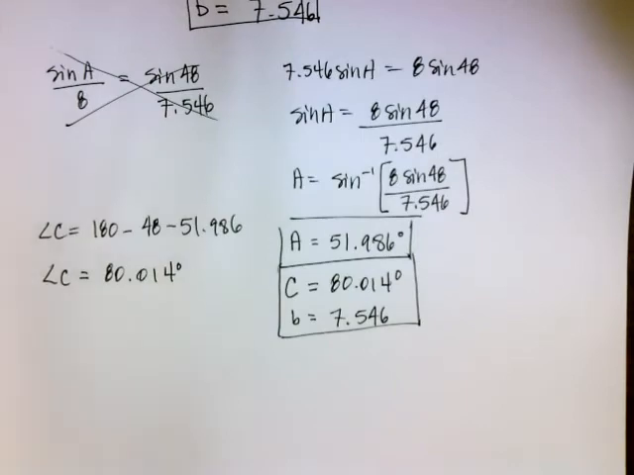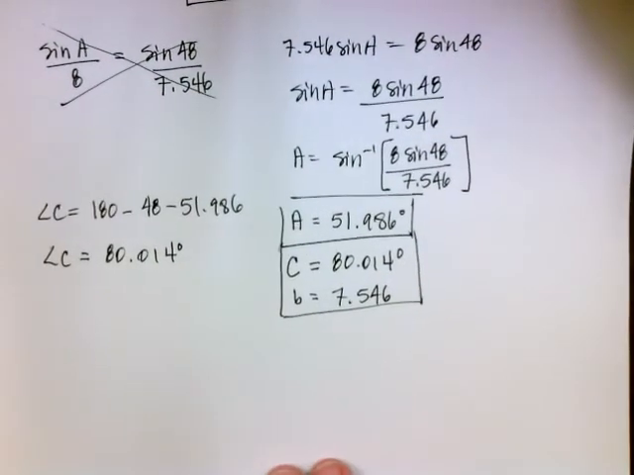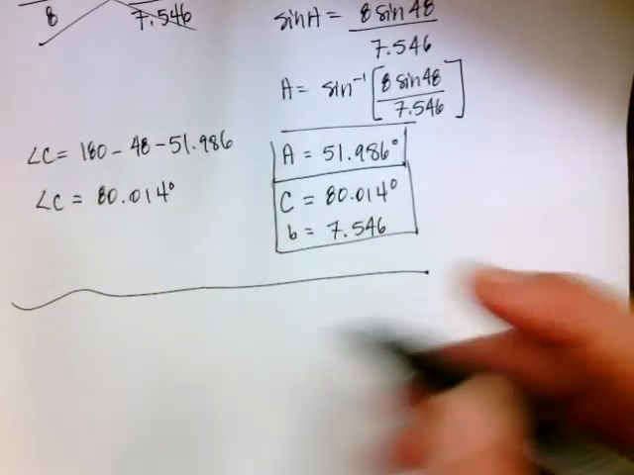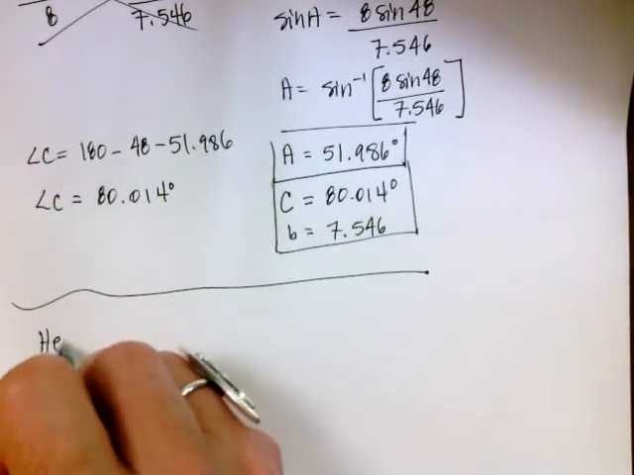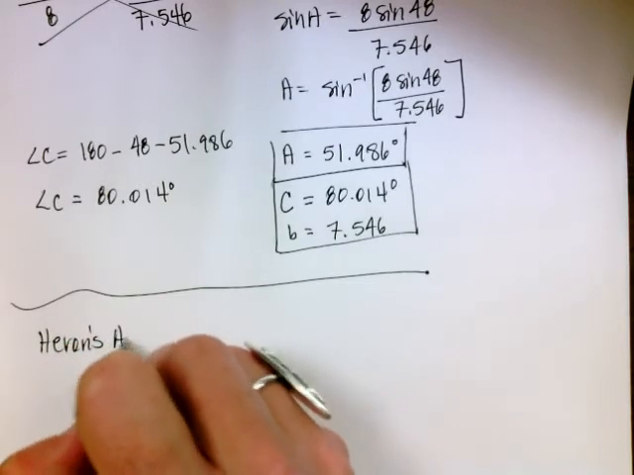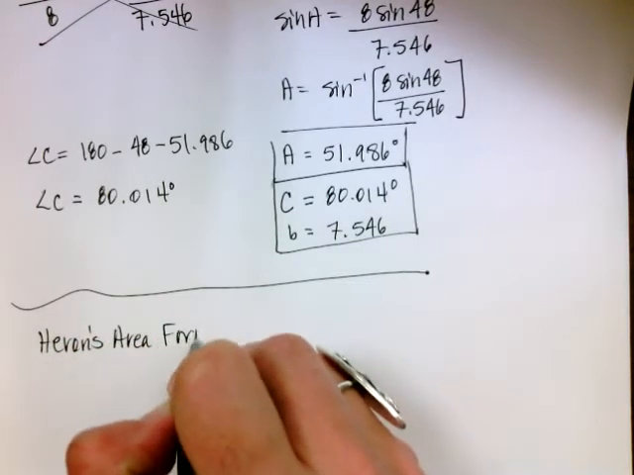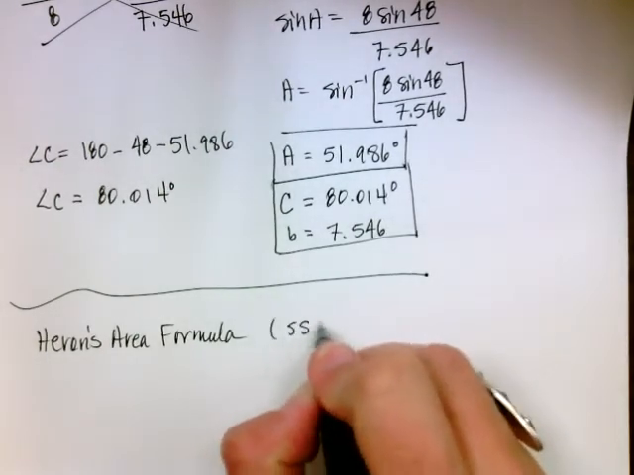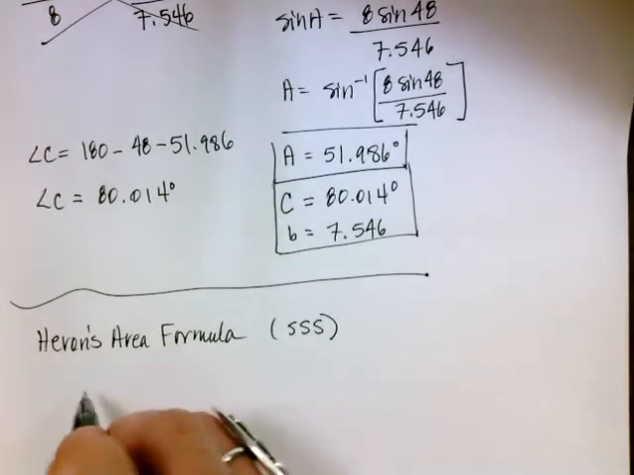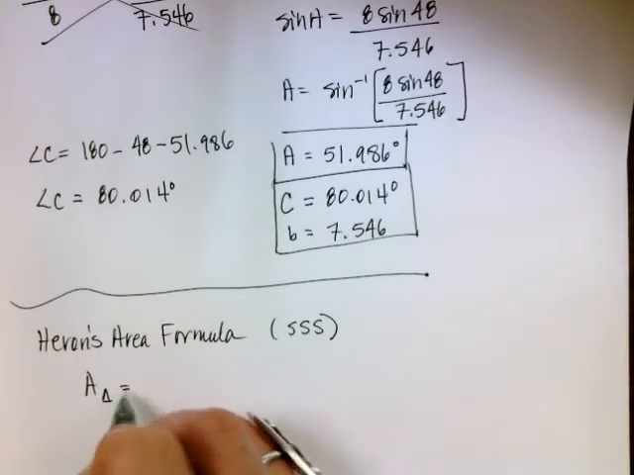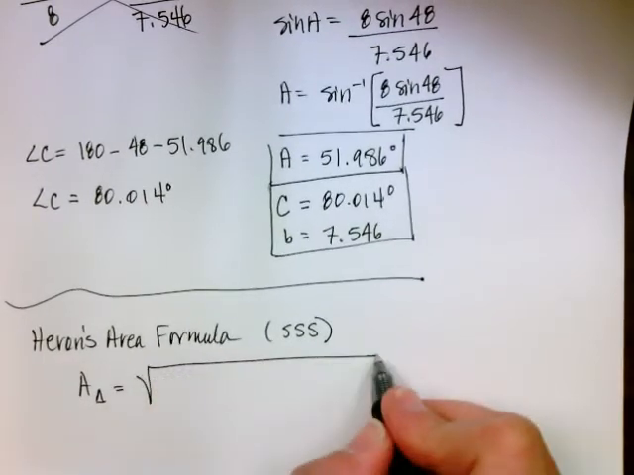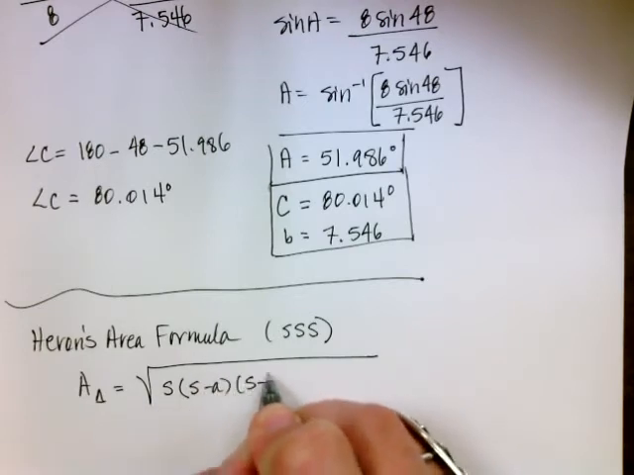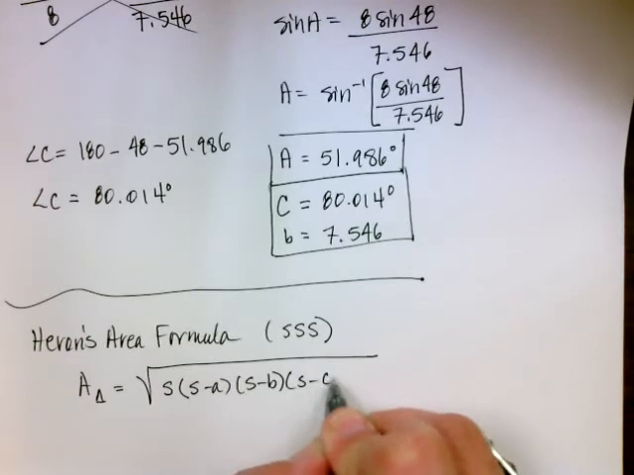Just like in the Law of Sines section, now we have another new area formula. So now we're going to do a formula called Heron's area formula. And the only time that you can use this particular formula is if you're given side, side, side. So here's the formula. It says the area of a triangle is equal to the square root of s times s minus a, s minus b, and s minus c.